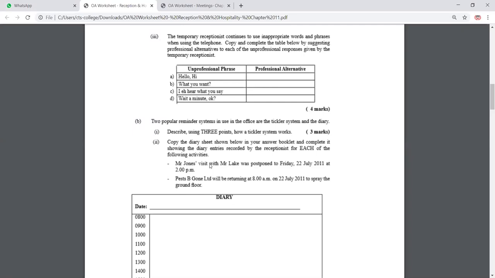Last one, wait a minute, okay? What professional response there can you all give? Can you please kindly hold or something? Yes, very good. I like that. I like those answers. Is everybody okay with all those answers, guys? Yeah. So we are looking at B.